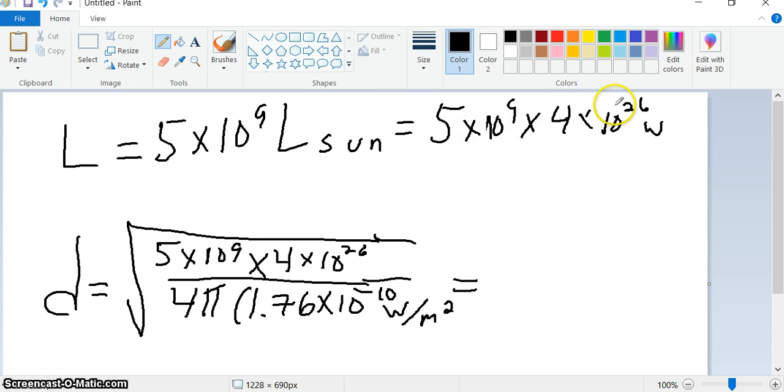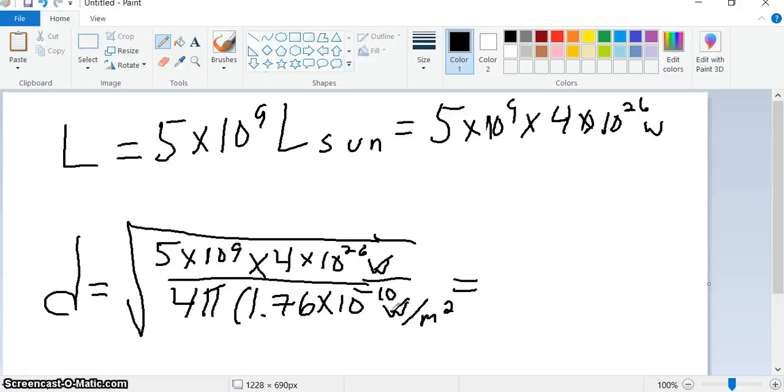5 times 10 to the ninth times the luminosity of our sun, which is 4 times 10 to the 26th watts. So that's down here, and of course we were given the flux of 1.76 times 10 to the minus 10th. Notice the watts cancel. This is also in watts, and this right here is also in watts. So the watts cancel, and you get 1 over meters squared, but then it flips, so the meters squared comes up to the numerator.